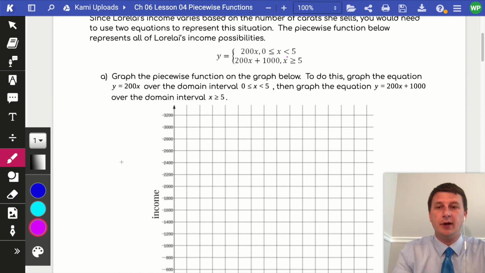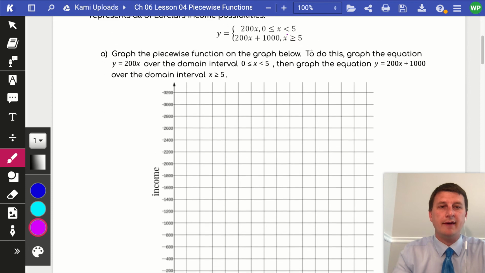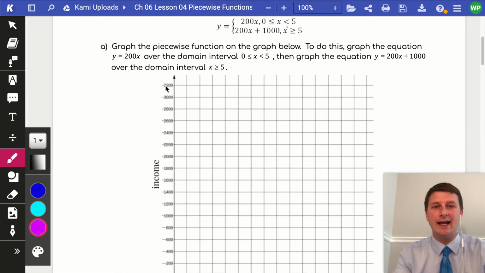So the first thing we want to do is graph the piecewise function on the graph below. And to do this, graph the equation y equals 200x over the domain interval 0 to 5, not including 5, and then graph the equation y equals 200x plus 1,000 over the domain interval x is greater than or equal to 5. So I might do this a little bit differently, and that's because I have the capability to erase easily. So here's how I'm going to go about doing this.